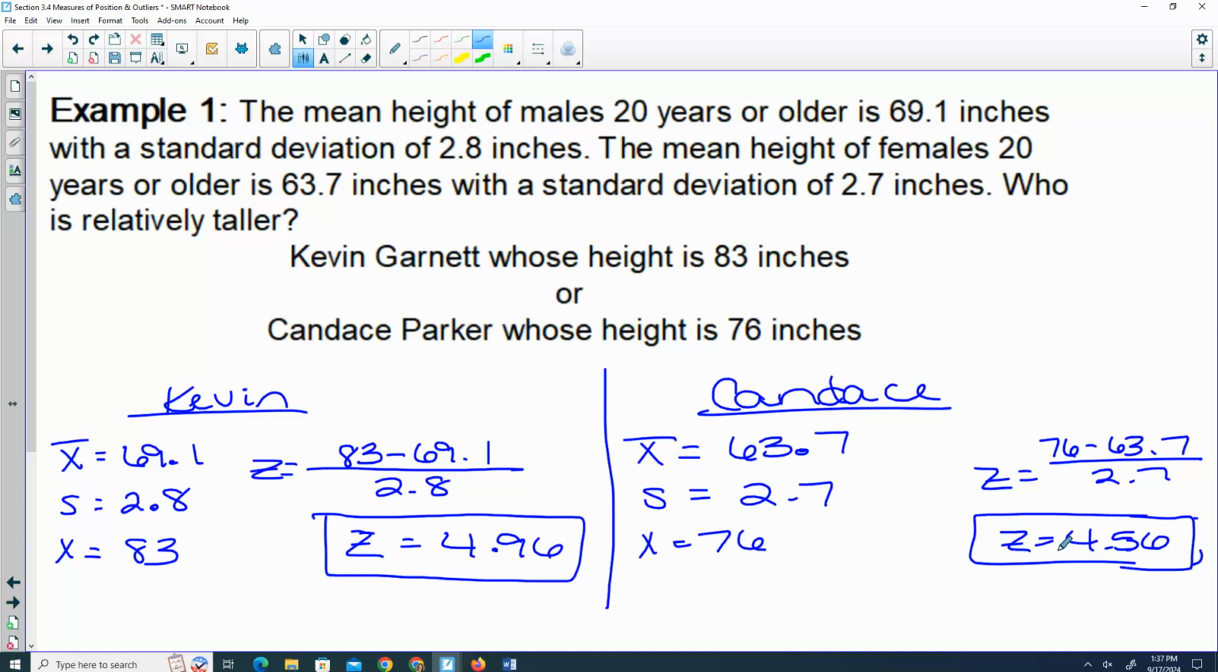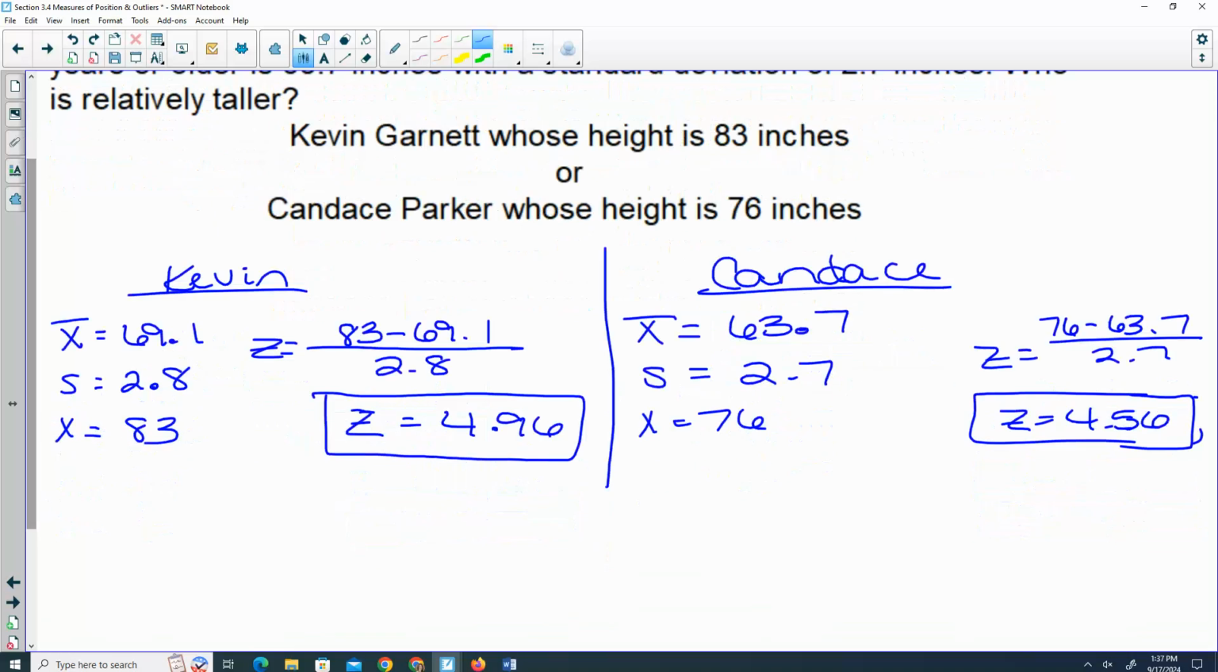So both of these are pretty high numbers. They are both above average. My question was who was taller, so that would be more above average. So who would that be? Kevin. He has a higher z-score, so he is further above the mean for his group.